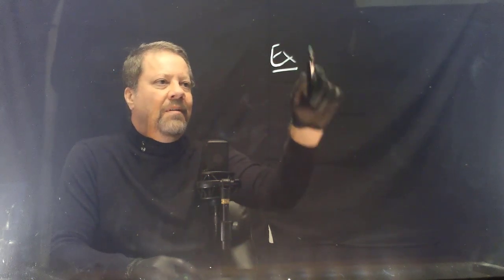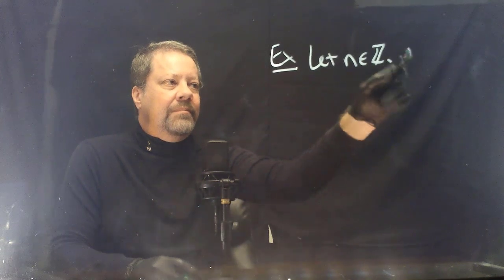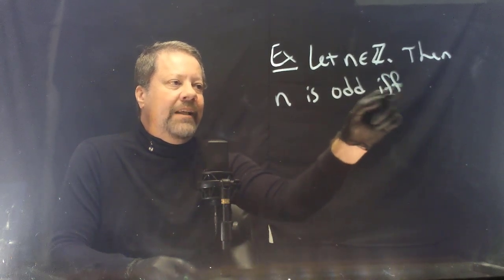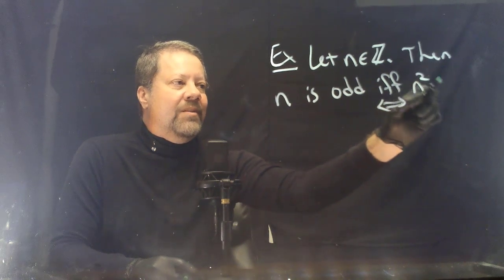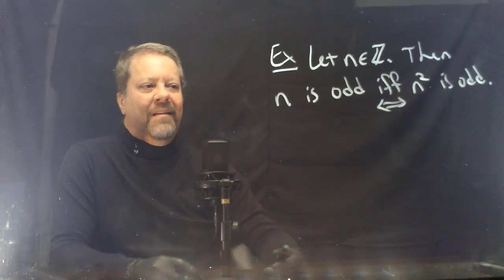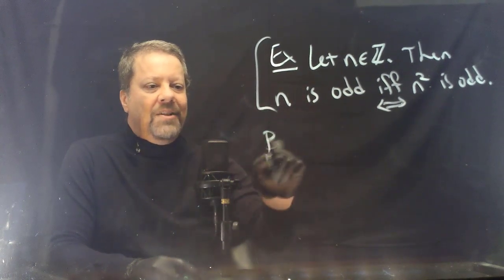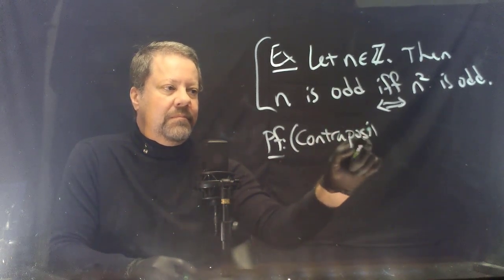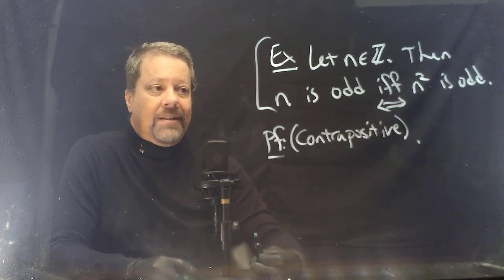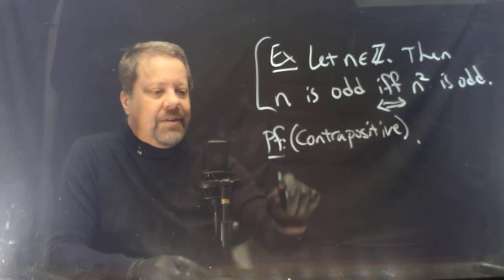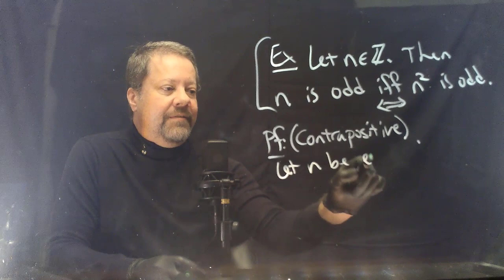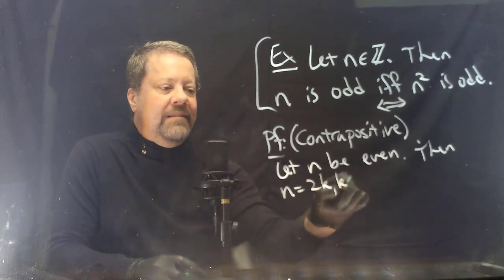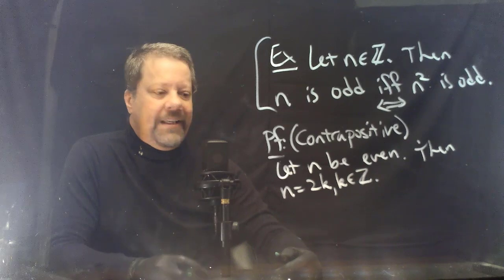In our next example, we'll let n be an integer. Then n is odd if and only if, so the implication goes both ways, n squared is odd. This is an if and only if kind of statement, but we can still prove this by the contraposition. We'll assume the opposite of one side. Both sides are going to be if and only if the other. So let n be even. Then n is equal to 2 times k, where k is an integer. That's what it means to be even.